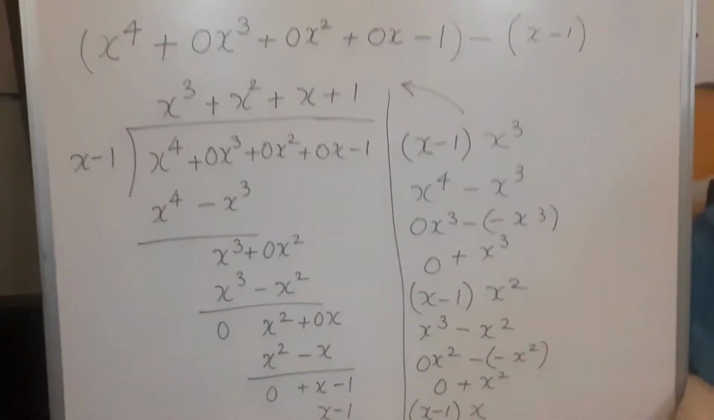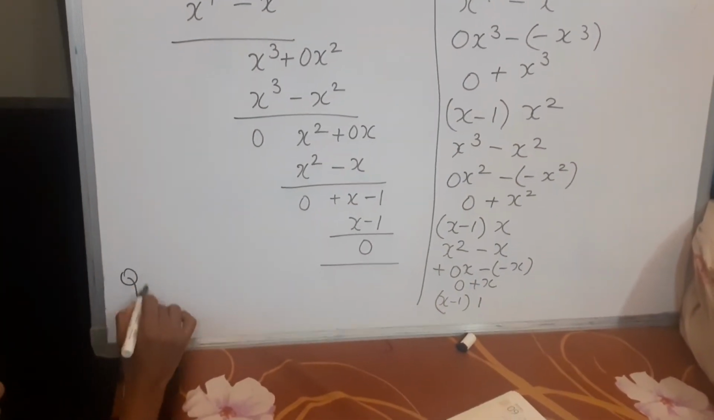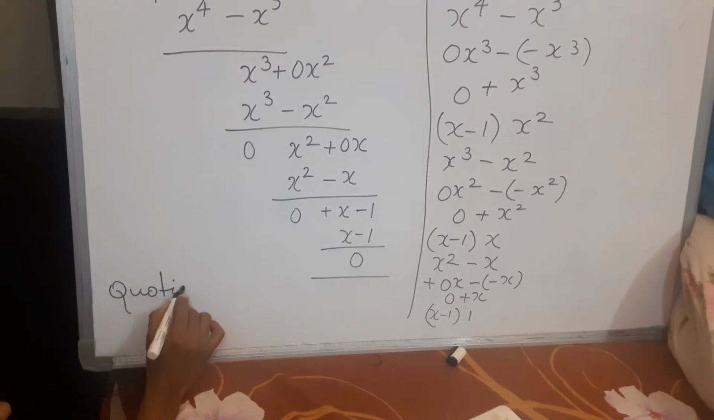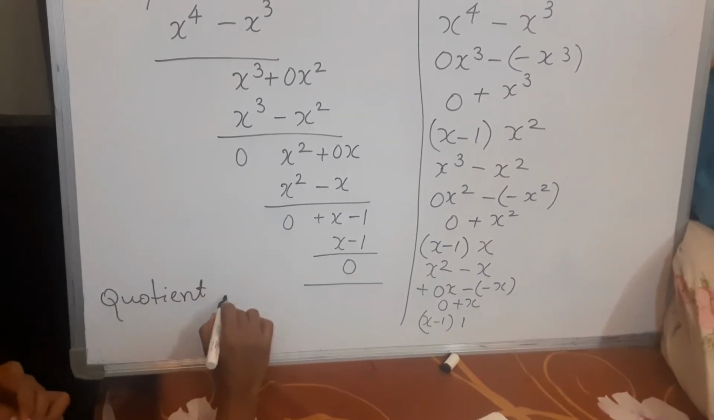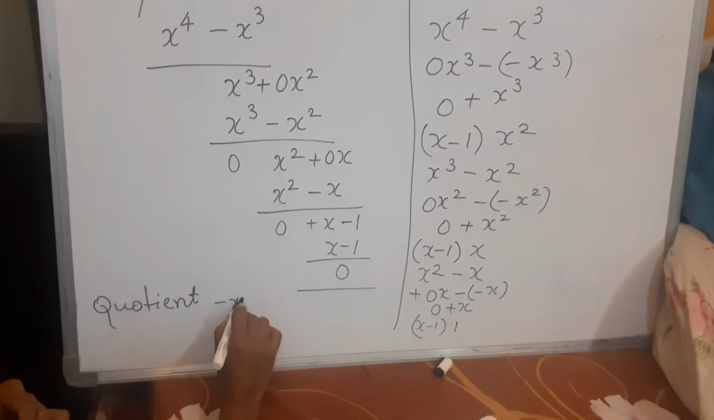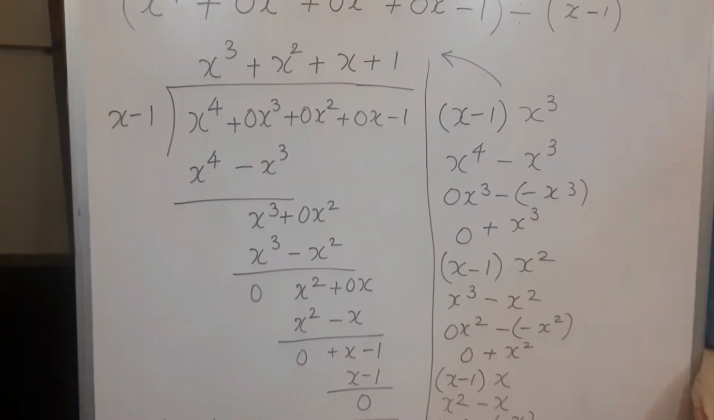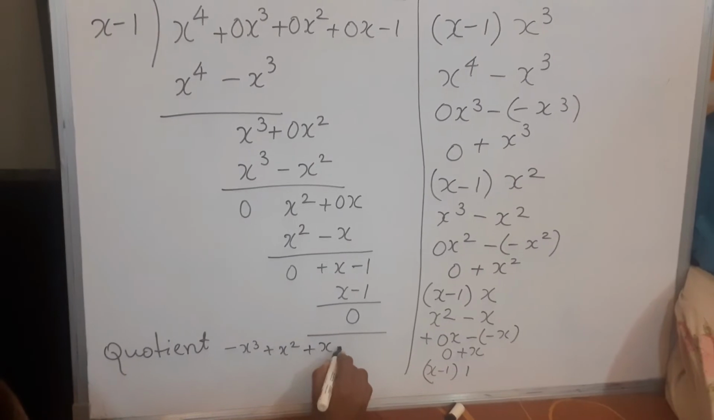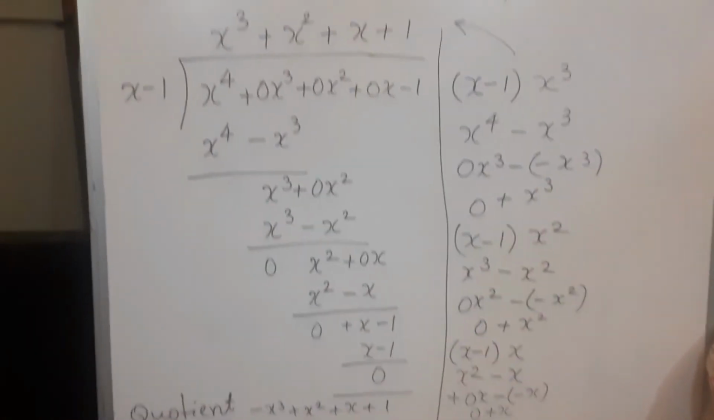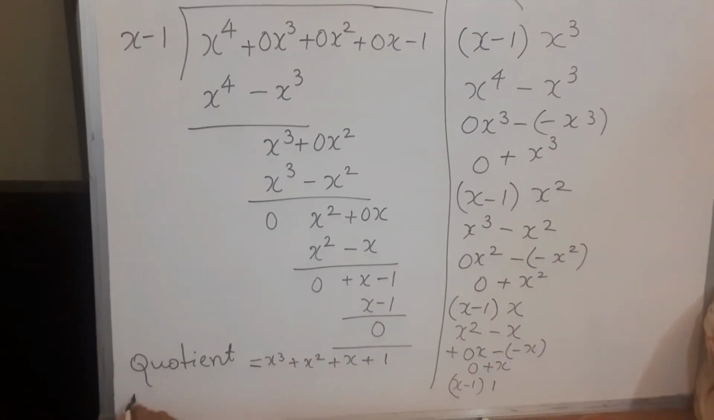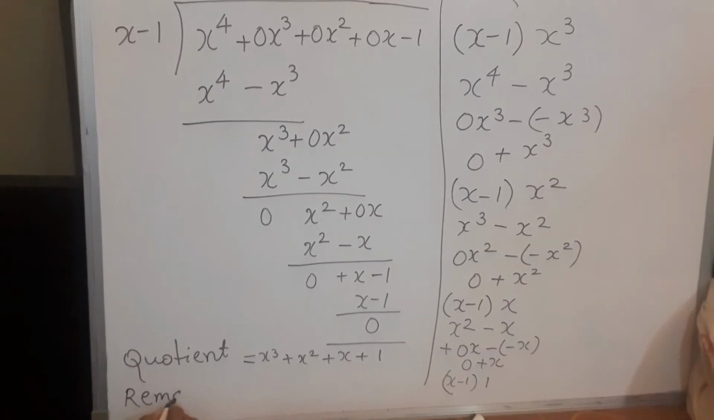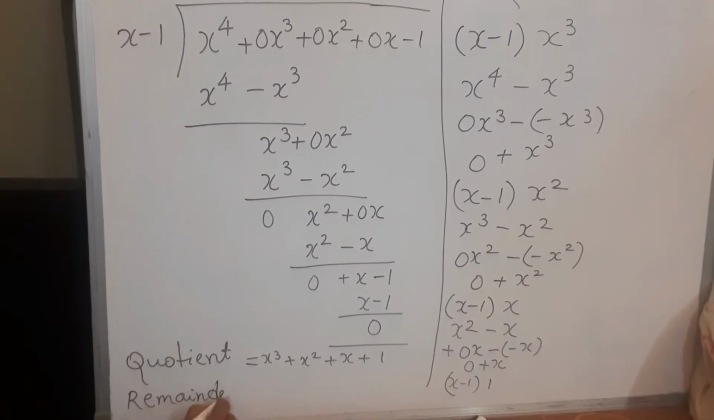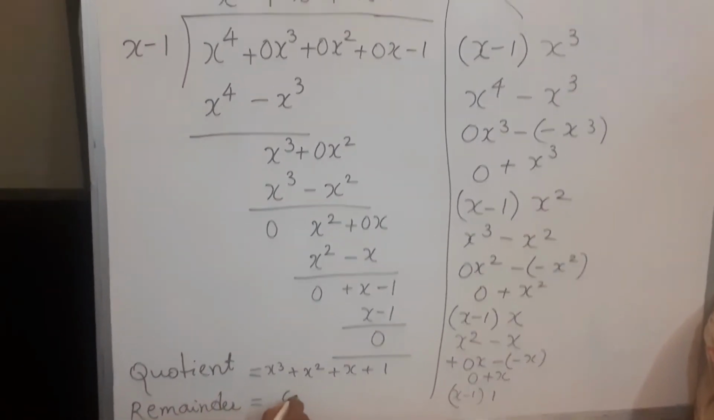Now again while writing the answer, you have to write it in the standard format. That is, your quotient is x cube plus x square plus x plus 1 and your remainder is equal to 0.